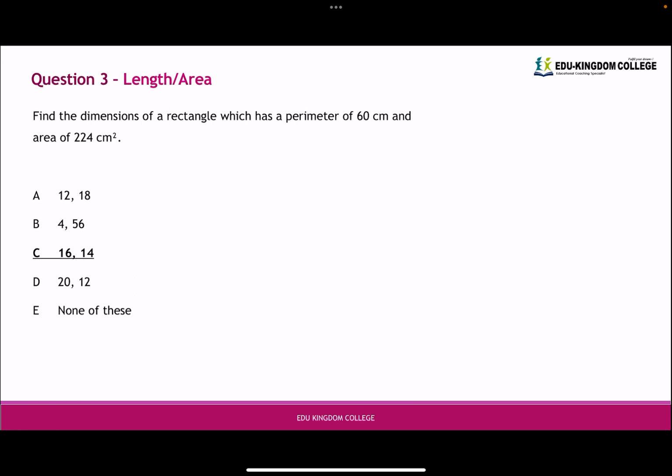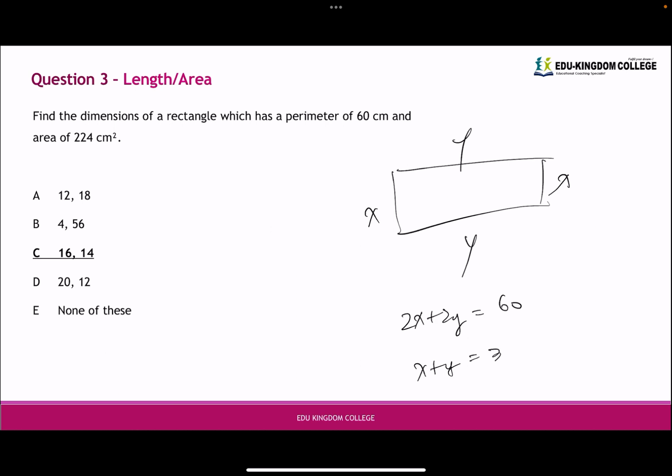We have a rectangle. It's got a perimeter of 60, so let's call the shorter side x, longer side y. Perimeter is 2x plus 2y, equals 60. So just x plus y would equal 30, right? So one side plus the longer side would equal 30. And if we multiply them together, we get 224.